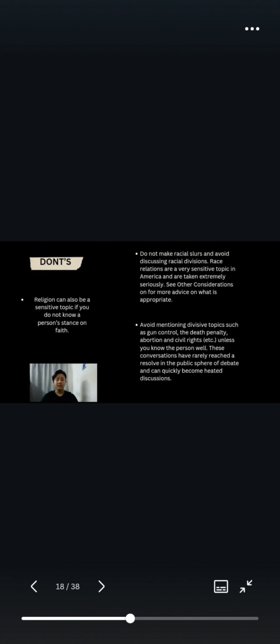Okay. Lastly, what is it we cannot do in the US? First, religion can also be a sensitive topic if you do not know the person's stand on faith. The second point is do not make a racial slur and avoid discussing racial divisions. Race relations are a very sensitive topic in America and are taken extremely seriously.